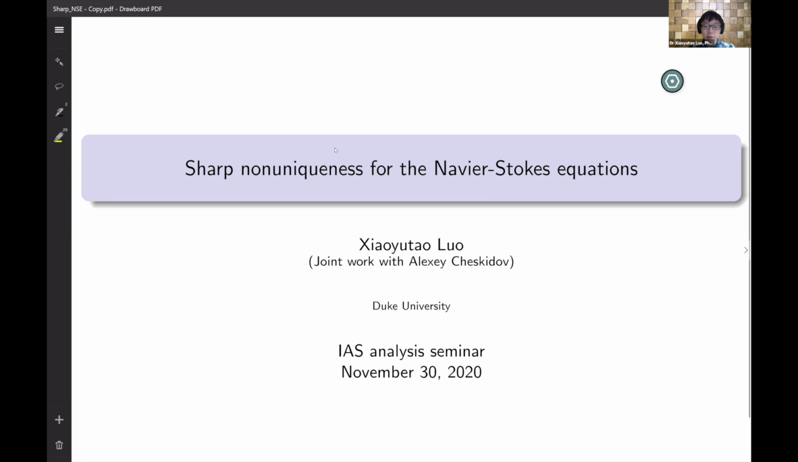So today I'll be talking about a recent result on the sharp non-uniqueness for the incompressible Navier-Stokes equation. This is joint work with my thesis advisor, Alexei Cheskidov.